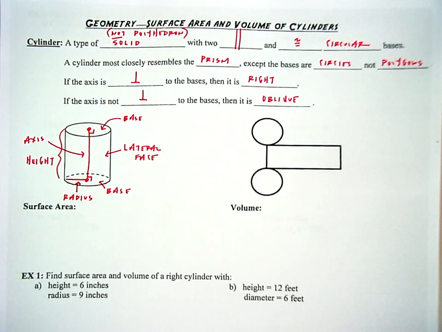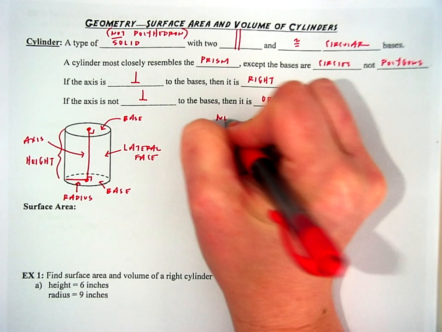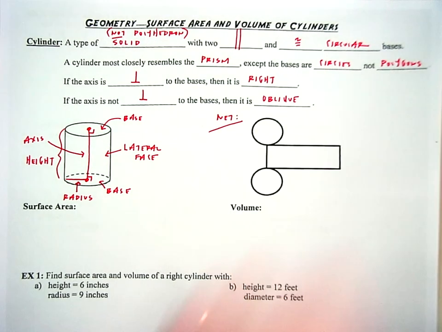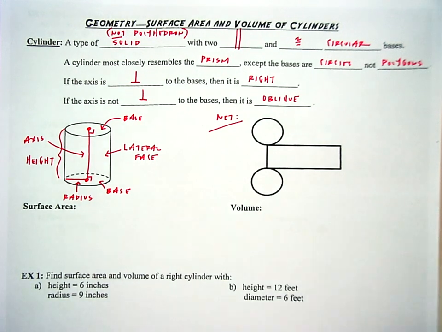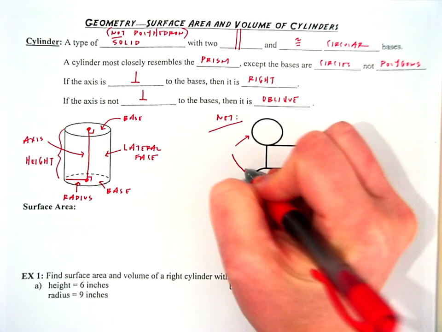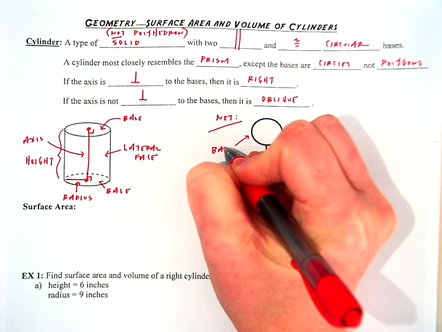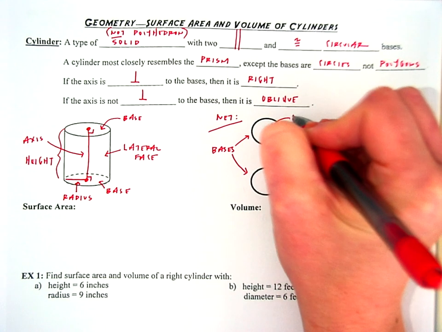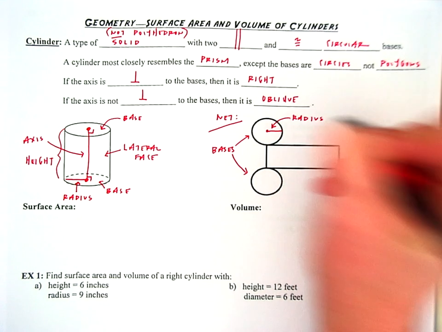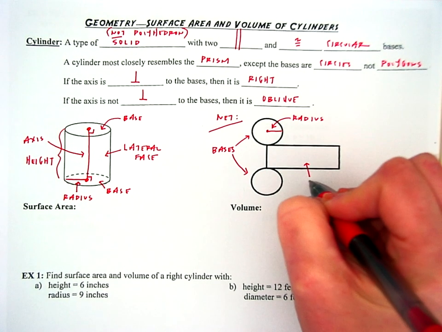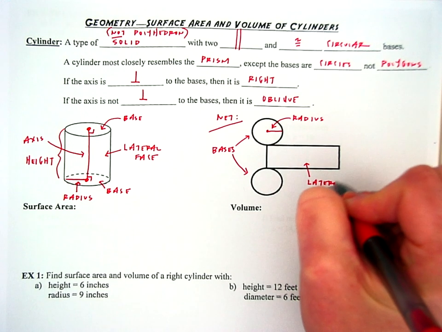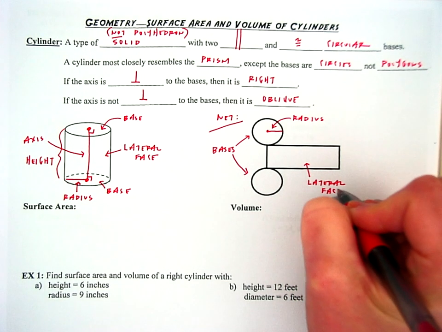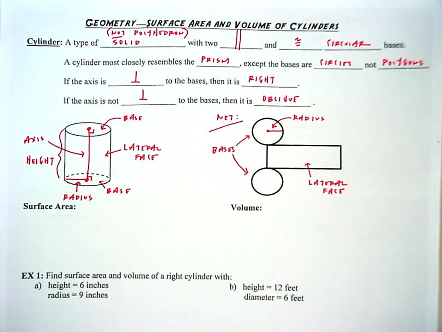Over to the right, here I'm giving you a net. So I'm looking at my three-dimensional figure in two dimensions. I'm looking at it flat. I think the two bases are pretty obvious. The two circles are the two bases. And I can draw in a radius right here as well. And then right here is that curved lateral face. What's nice about seeing it flat as a net is you can see how that lateral face wraps around each of the bases.